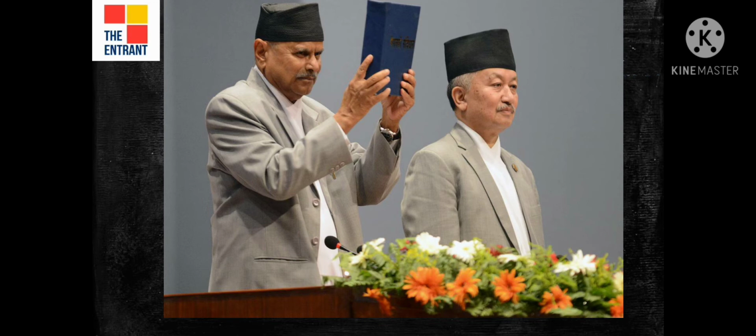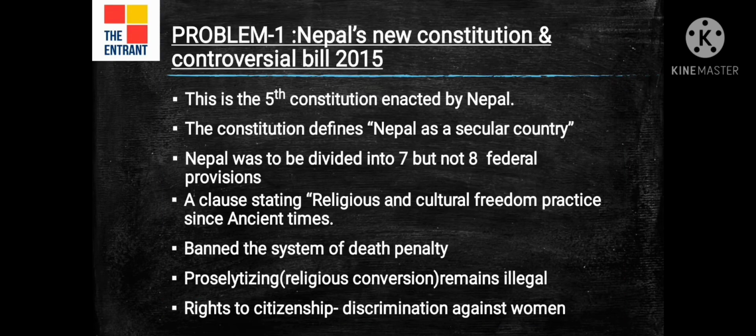or the government. Nepal was to be divided into seven, but not eight, federal provinces. So federal provinces here means states. In India we call states like Karnataka, Kerala, and Uttarakhand as states. But in Nepal, people call states federal provinces.